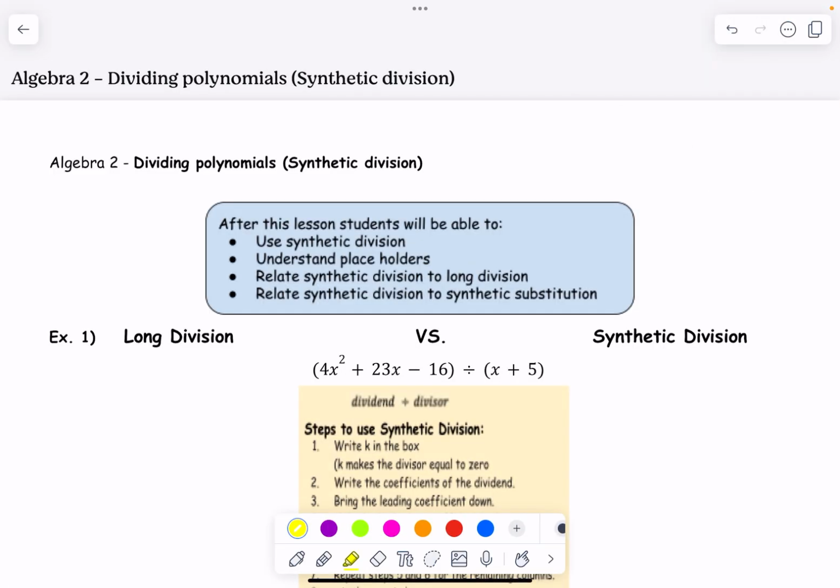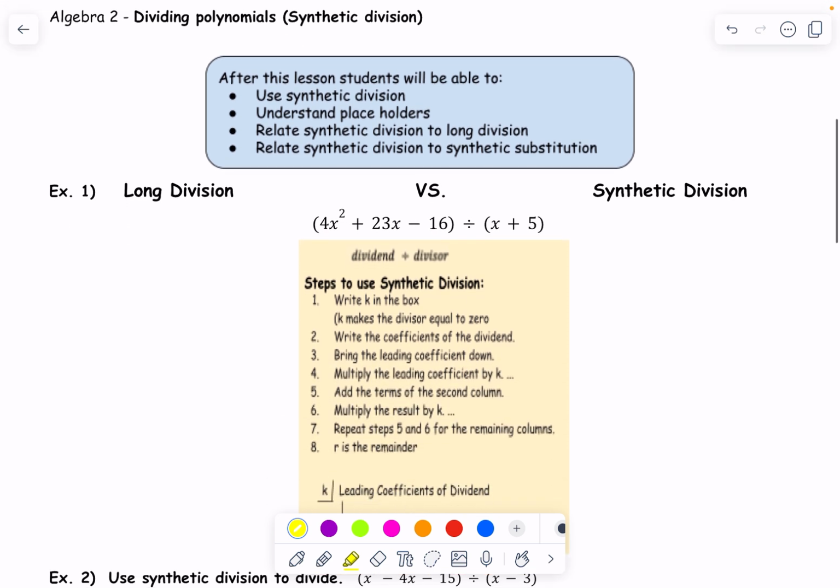So we're going to talk dividing polynomials. Basically, we're going to use synthetic division this time. But we're going to relate this synthetic division to our long division just so that you can see the difference. So if I was doing this division problem, we would be taking x plus 5 and dividing it into 4x squared plus 23x minus 16.